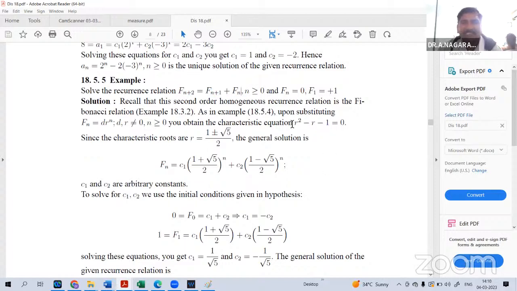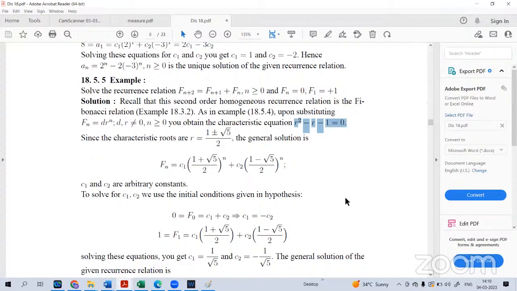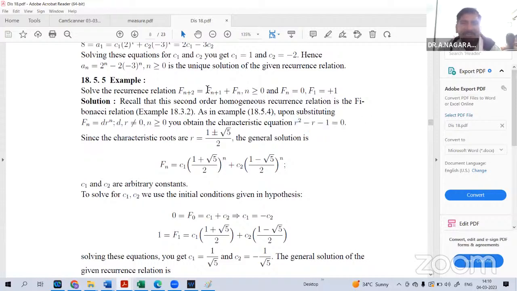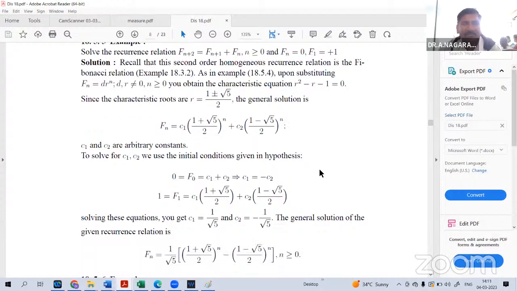So I can get complex roots from the above equation that I will solve. Sir, it's mentioned there are no constants? The coefficients are there, 1. Here also the coefficient is 1. So r square minus r minus 1. So r equal to 1 plus or minus root 5 by 2. So here F_n equal to C1 times (1 plus root 5 by 2) whole to the power of n, plus C2 times (1 minus root 5 by 2) whole to the power of n.